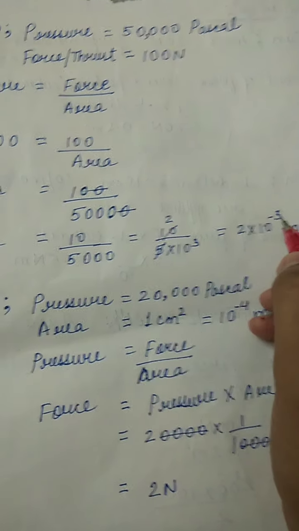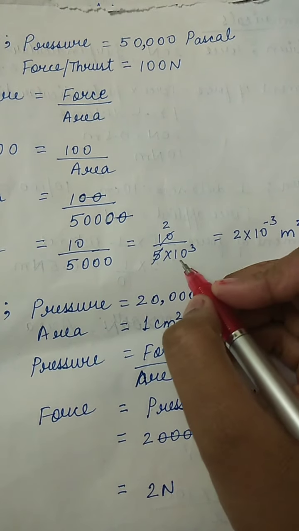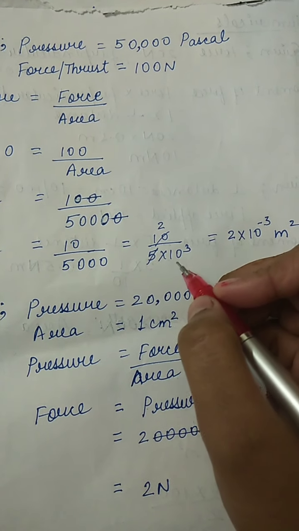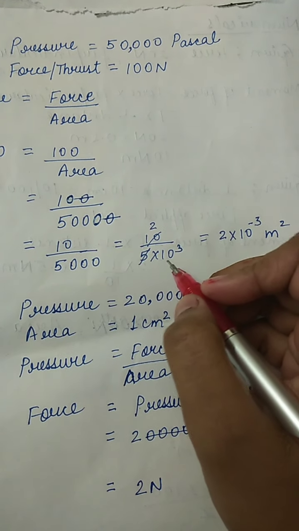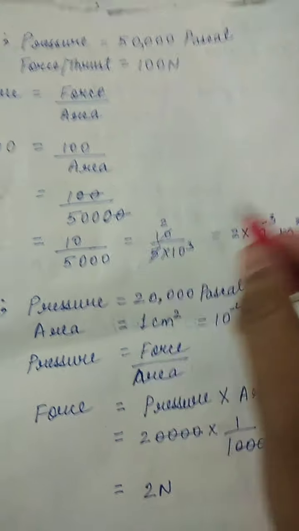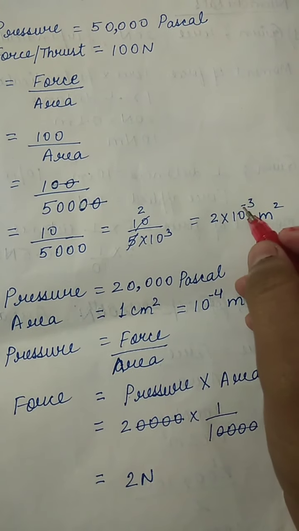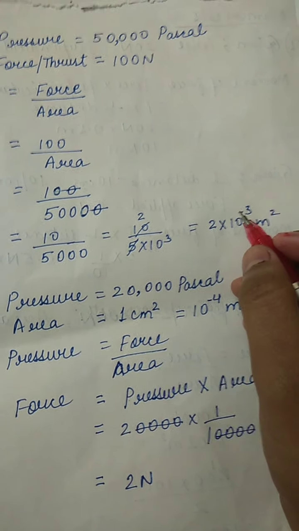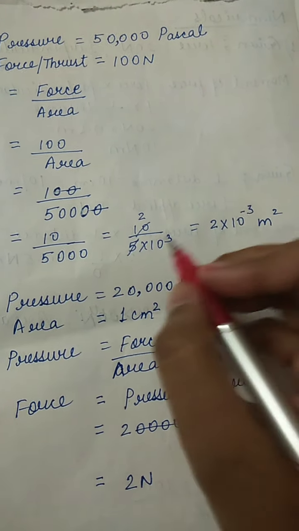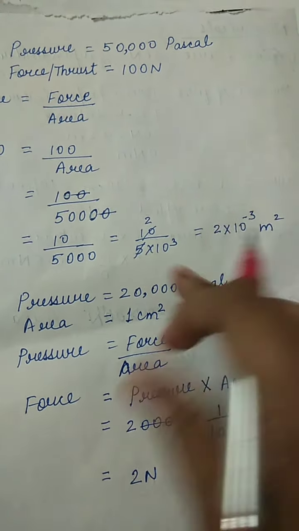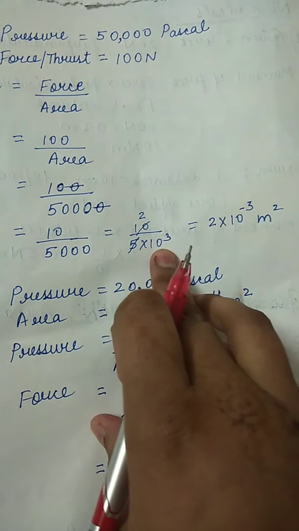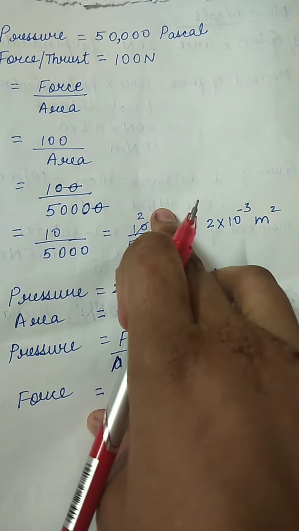Why are we writing minus 3 here? Because this 10 to the power 3 is given in the denominator, and when it goes to the numerator, the power will become minus 3 from plus 3, because it has been shifted from denominator to numerator.